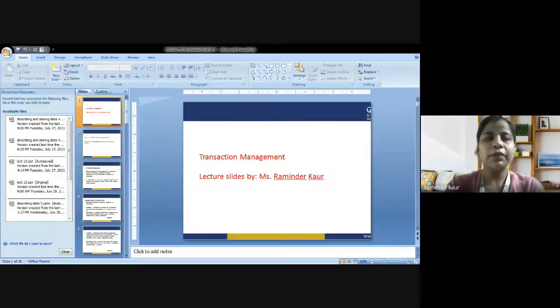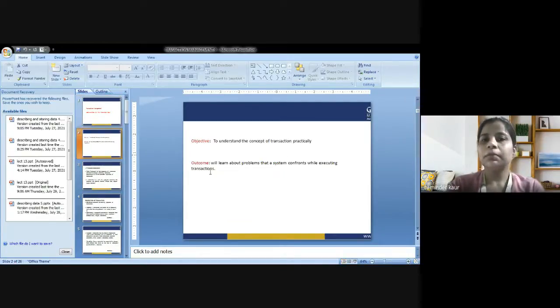ACID properties: what is the function of ACID properties, and why do we need ACID properties in a transaction? The objective is that you will learn how to deal with transactions in an online manner, or how you can deal with banking transactions. You will learn how to practically operate ACID properties with the help of transactions, so you can understand the concepts of the transaction practically.